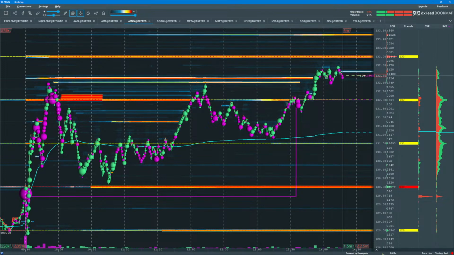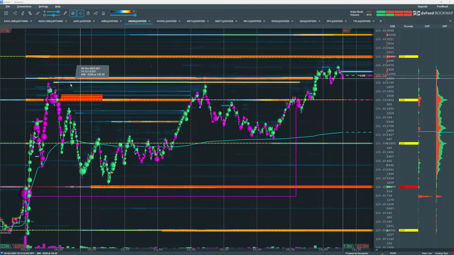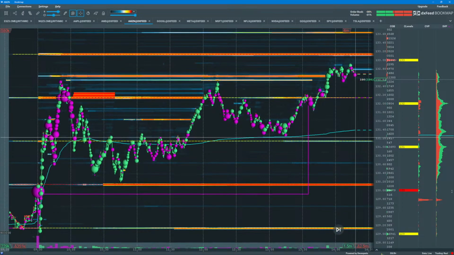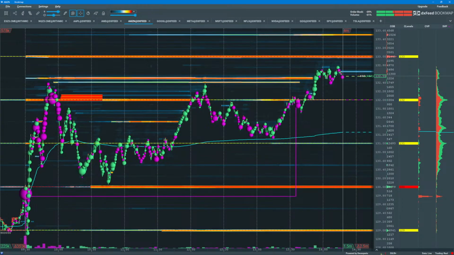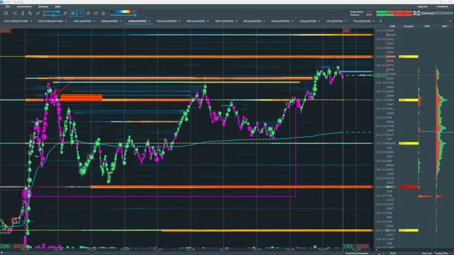Here's the short that I was talking about, that divergent short at 132. You can see the aggressive sellers starting to come in, shown by the magenta volume dots, and absorption at that level. Again, the liquidity that comes in at the cash open. Those are limit sell orders.